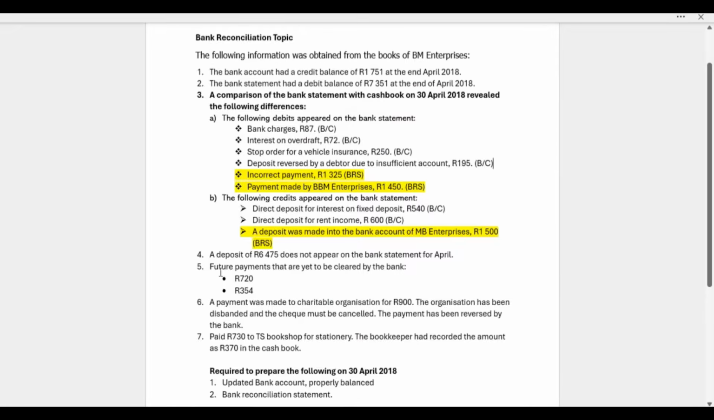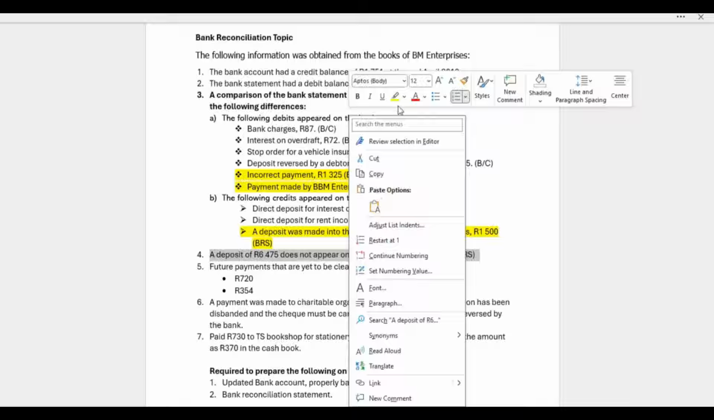Then they say a deposit, number 4, a deposit of 6,475 does not appear on the bank statement for April. This must be an outstanding deposit to be corrected in the bank reconciliation statement. So this is an item that should be recorded in the BRS. Right. And then I'll just highlight it in yellow as well, so that when we come back and deal with this, we know what we are dealing with.